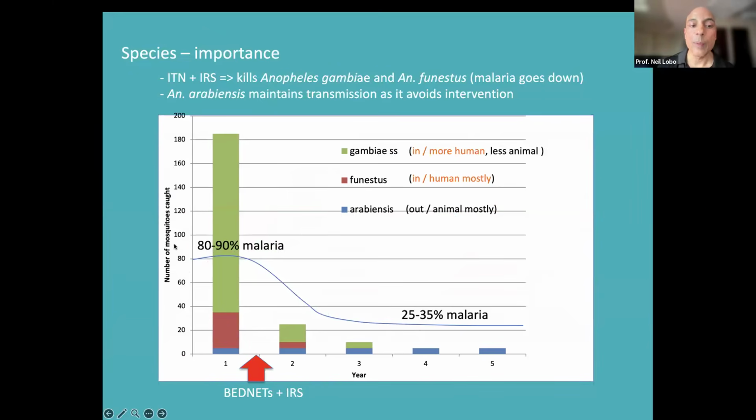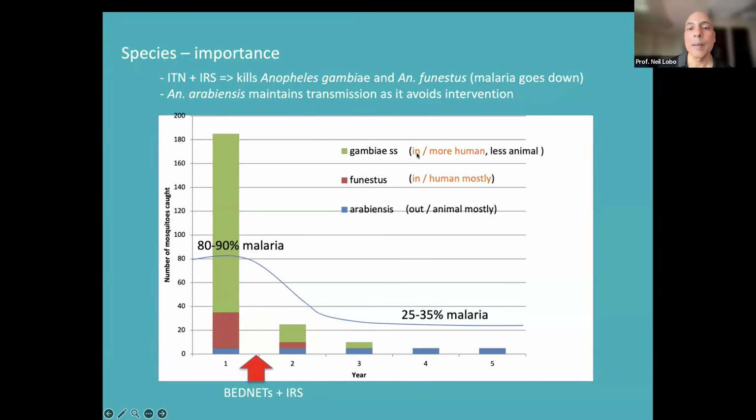So initially, 80 to 90% of the population had malaria. Malaria prevalence was really high. And in green, there was Anopheles gambiae. In red, Anopheles funestus. And blue, Anopheles arabiensis. These three mosquitoes had different behaviors.